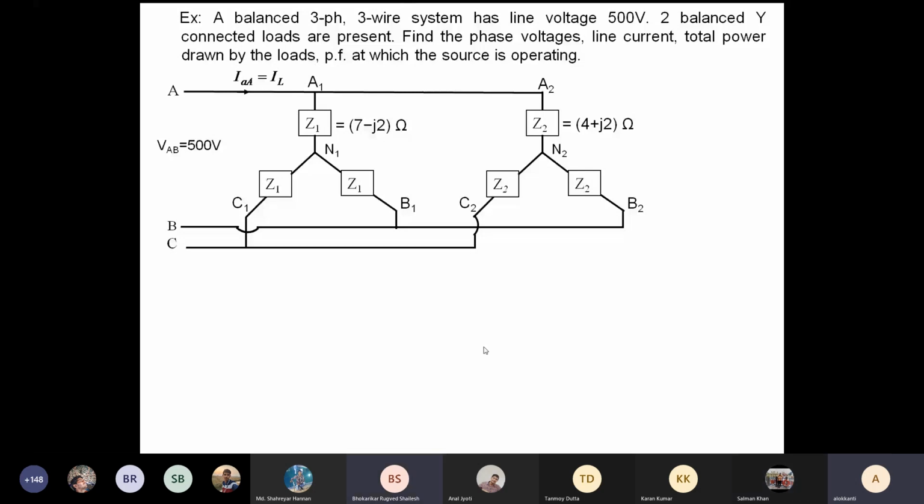Can we say that the neutral points N1 and N2 are connected, or do we have to not take them as connected? No, here they are not connected. Suppose you have a load and your neighbor also has a load. Do you connect with your neighbor? No, sir. Right now it is not connected.